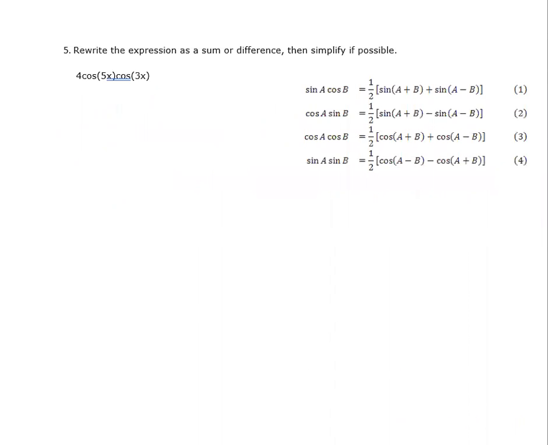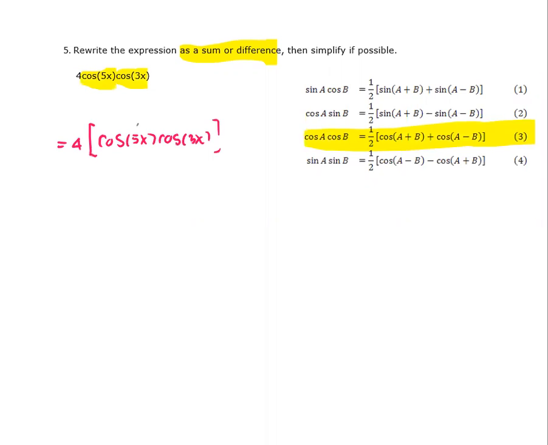And then number 5, we rewrite the expression as a sum or difference and simplify if possible, similar to number 3 and number 4. We have the pattern of 4 times cosine of the quantity times cosine of another quantity. We're going to follow formula number 3. We write this as the coefficient 4 multiplied by the cosine of 5x times cosine of 3x, where A is 5x and B is 3x.